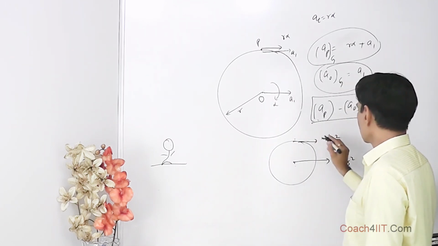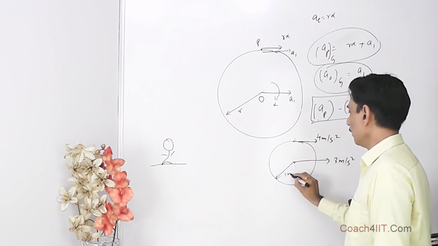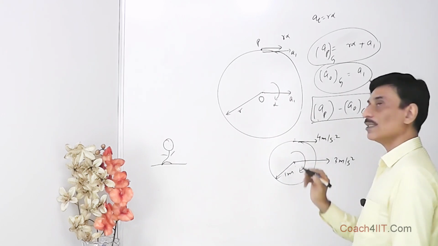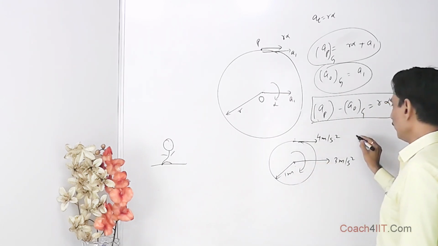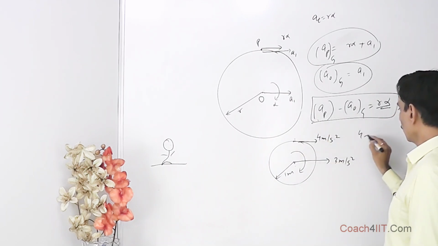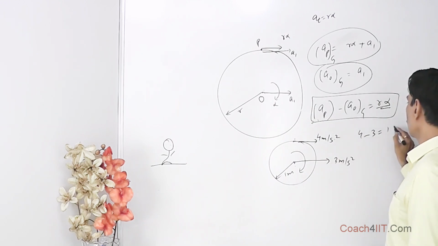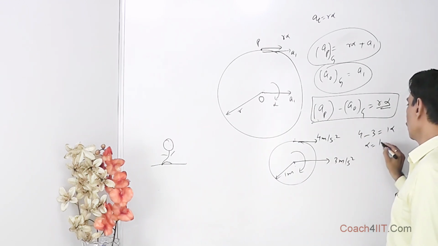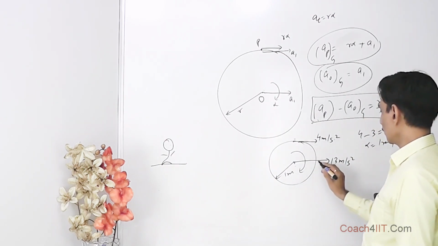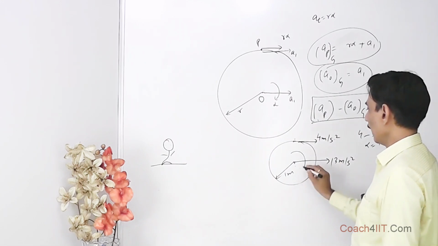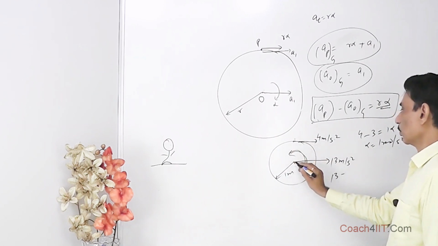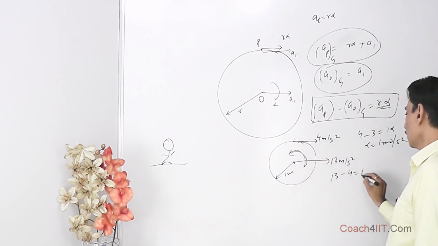But suppose this is 4 meter per second square and the radius is 1 meter. Then this acceleration is more as compared to this, so it will revolve in this direction, and alpha is going to be in this direction. Applying a equals r alpha, 4 minus 3 is equal to 1 into alpha, so alpha is 1 radian per second square in this direction. If this acceleration is 13 meter per second square, alpha is again in this direction because this acceleration is more, so 13 minus 4 is equal to 1 into alpha.